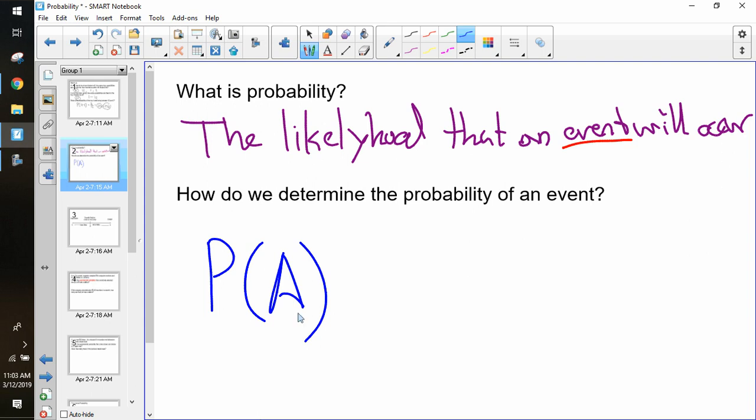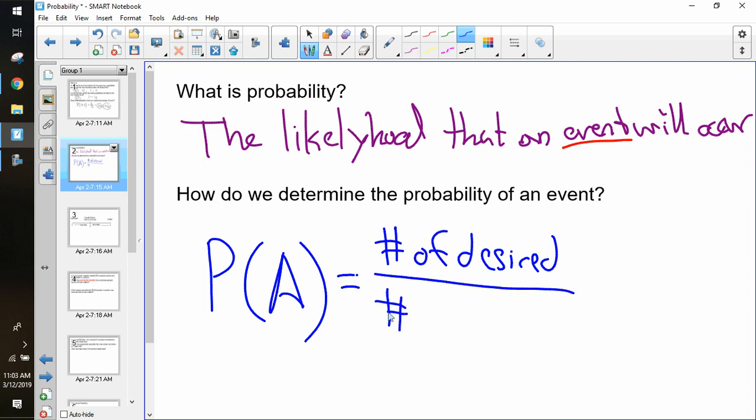So the probability of an event is always equal to the number of desired outcomes. So what are you looking for? How many possibilities are there for you to get what you want? Divided by the number of total outcomes. How many possible outcomes can happen? So this is really the generic basics of any probability. Number of desired outcomes divided by number of total outcomes.